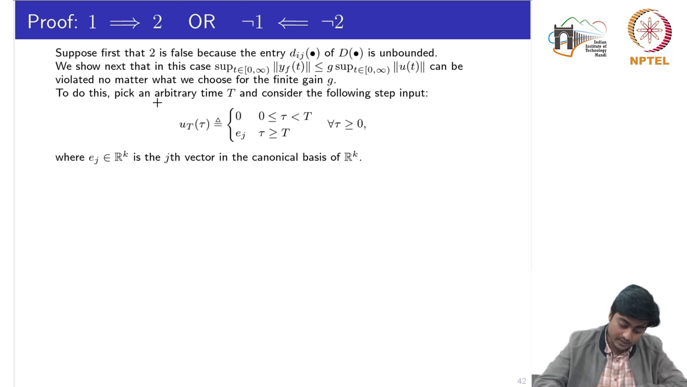So to do this, we pick an arbitrary time t and consider the following step input, where this signal u subscript t of tau is defined such that whenever tau is lying between 0 and t, the signal is 0, and when tau is greater than or equal to t, it is ej, where ej is the jth vector in the canonical basis of the k dimensional vector. Okay.